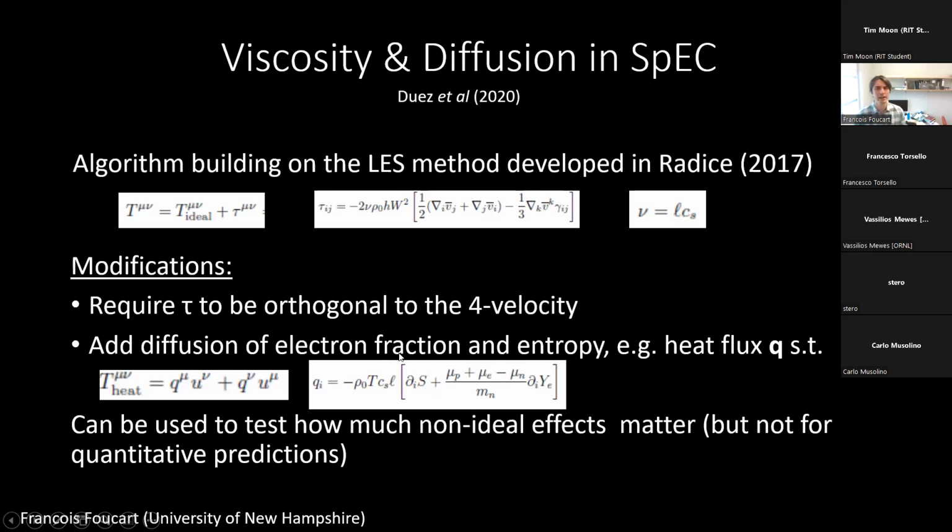So what we include in SpEC, we use for the viscosity a method that is very similar to the one developed by David Radice for merger simulations, the large eddy simulation method, where we effectively add to the ideal stress energy tensor of the fluid a shear tensor, π^μν here. The main difference with David's method is that we require that shear tensor to be orthogonal to the fluid's four-velocity, which implies a small correction to the time and time-space components of that stress tensor compared to what David is using. Something that we found in our simulations at least was necessary to avoid some instabilities in some of our one-star tests.